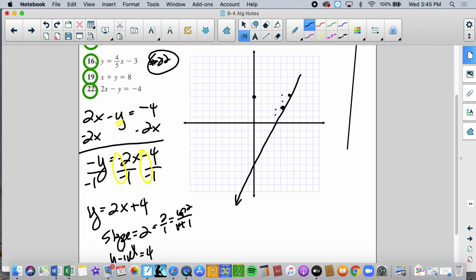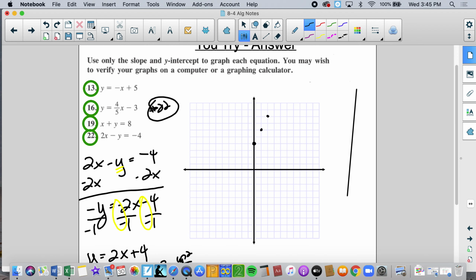Oh, wow, that was bad. Let's erase that. Up 2, right 1. Let's use our lovely straightedge through the points. Perfect. Let's draw arrows. Let's label our coordinates: 0, 4; 1, 6; 2, 8.